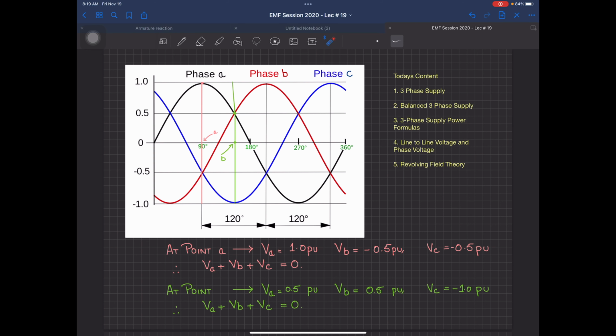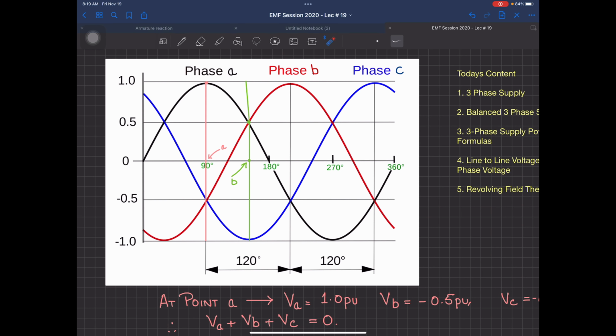Now, as I just told you, a three-phase supply is something like this, where there is a 120-degree phase difference between each of the three phases. Since you can see this difference over here, if this is 120 degrees, and this is also 120 degrees, then this is called a balanced supply if their peaks are the same.